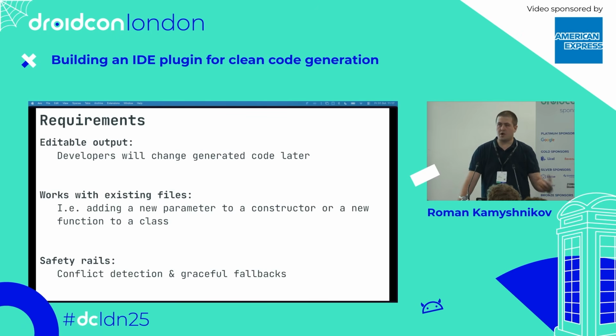If we start thinking about the requirements for a tool that might solve this, the first thing that comes to mind is that we want the output to be editable, because sometime in the future, maybe a month, maybe a year from now, we would be probably improving our feature. We will be creating a second version of that endpoint, and that means that the code that we have generated in the domain layer needs to change.